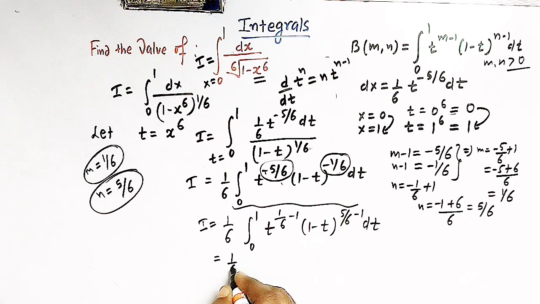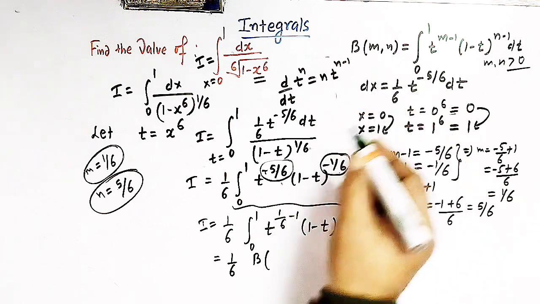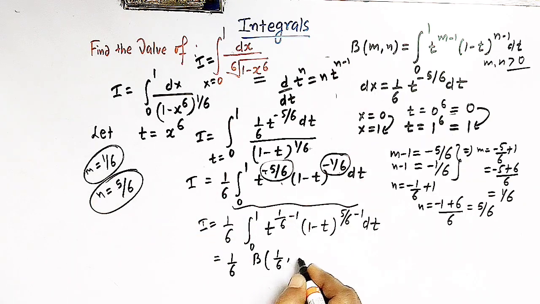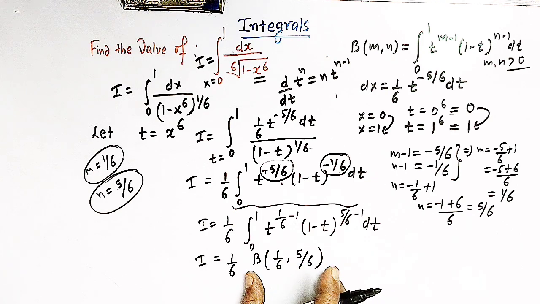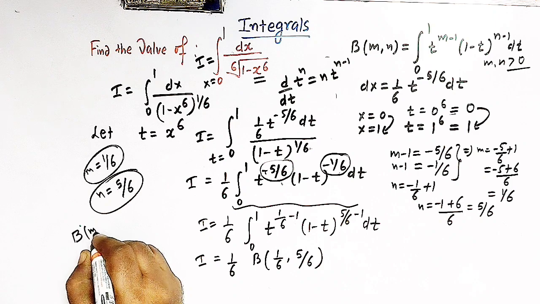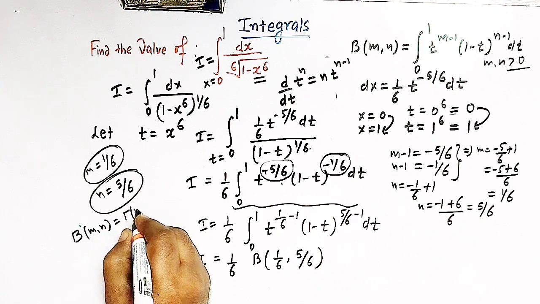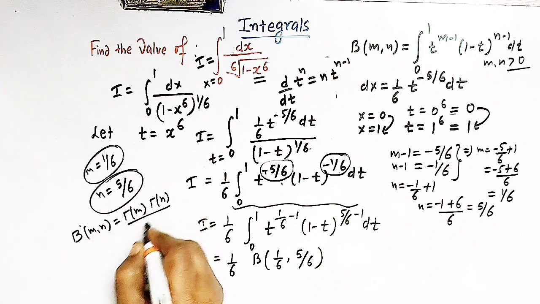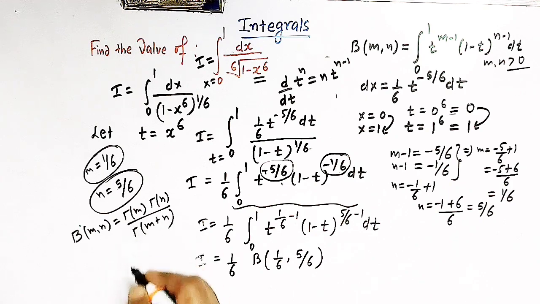So we can now replace this integral by the beta function. So we have beta m comma n, where m is 1 over 6 and n is 5 over 6. Now we have to find out the value of this expression. To get it, we'll make use of an important relation between beta and gamma functions. Beta m comma n is given by gamma m times gamma n divided by gamma m plus n.